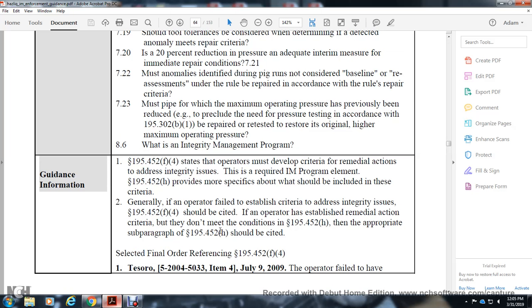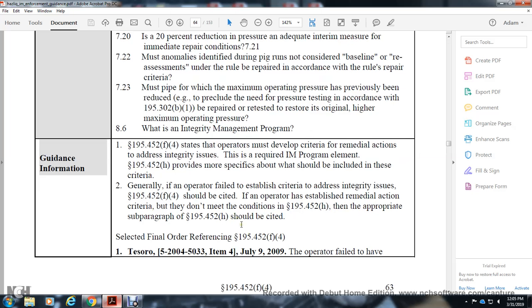criteria for the remedial action for the integrity issue with the recovery of the integrity management element of the 195.452 H for the allow the most about specifically about what could be included in these criteria. Generally the operator to establish criteria for the final integrity issue 195.452 F4 should be decided by the operator to establish the remedial action criteria that do not need the condition of the 452 H, for 195.452 H and the appropriate for the subparagraph 195.452 H should be decided.